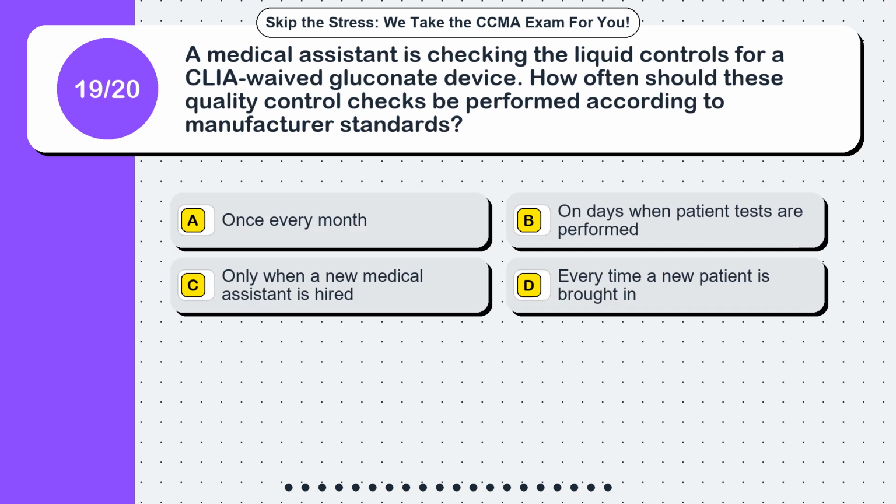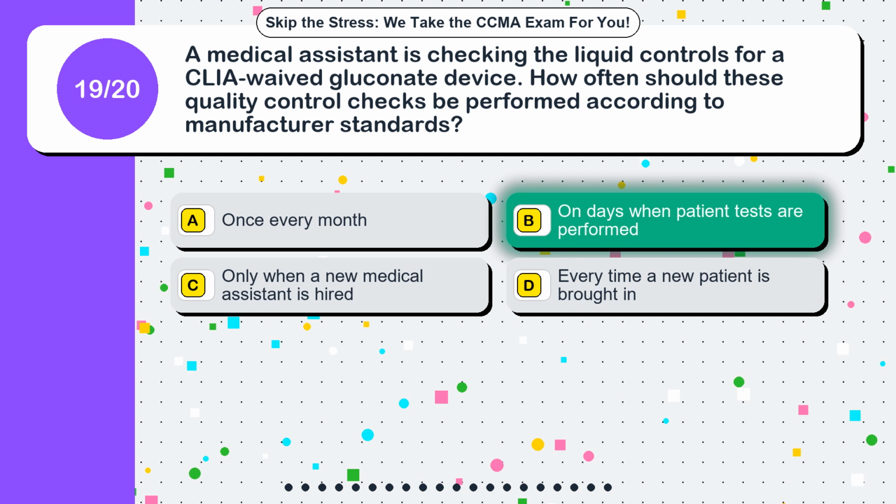Question 19. A medical assistant is checking the liquid controls for a CLIA waived glucose device. How often should these quality control checks be performed according to manufacturer standards? Option A. Once every month. Option B. On days when patient tests are performed. Option C. Only when a new medical assistant is hired. Option D. Every time a new patient is brought in. The correct answer is option B. On days when patient tests are performed.